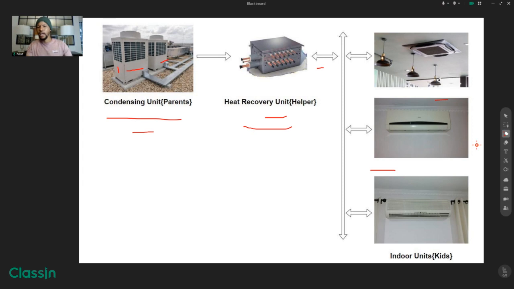So for instance, in this room you'll be cooling, and then in the other room you'll be heating. So the heat lost in the cooling room would be redirected by this heat recovery unit, which is the helper, to the room that needs heating. So basically, it saves energy. We'll deal with the energy part of it and how it saves energy. So in totality, at the end of the month, the parent, which is the condensing unit, would make grocery for his or her kids, which is the indoor unit.